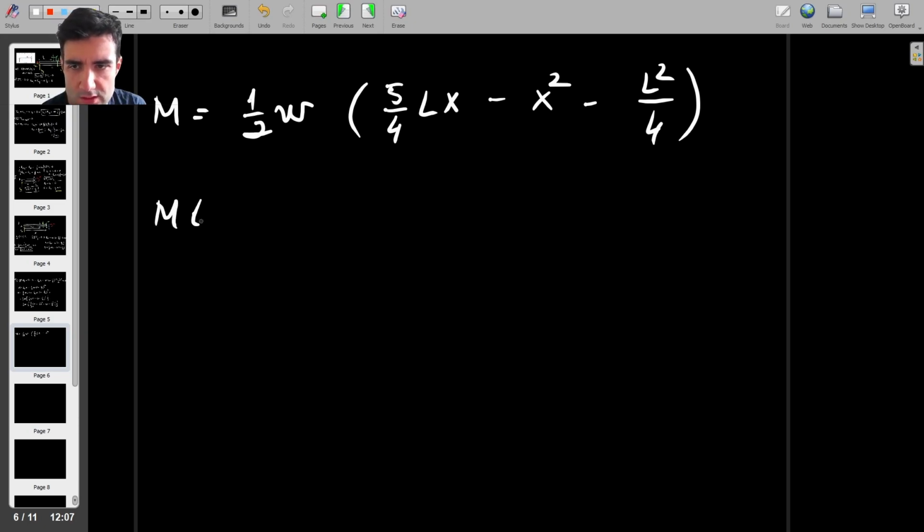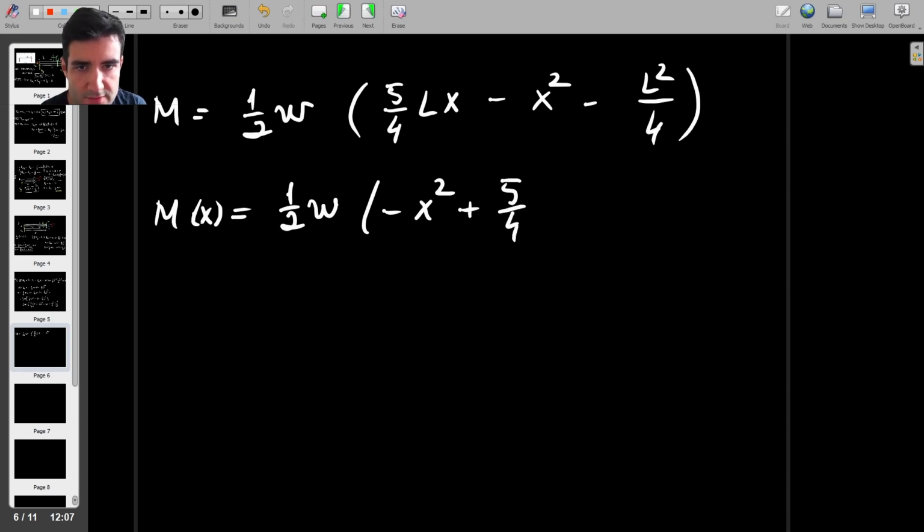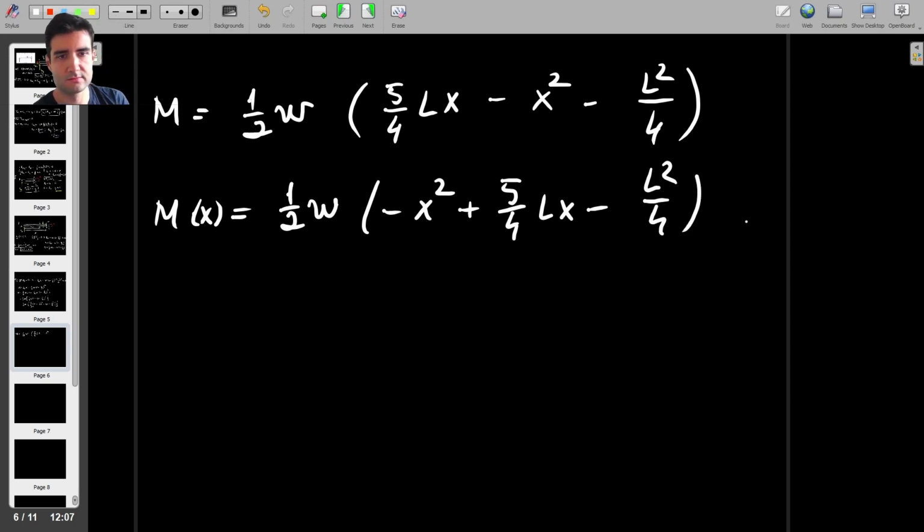If you want, you can say that M of x is equal to 1/2 w times, and then you can write it like a quadratic: minus x squared plus 5 over 4 Lx minus L squared over 4, like that. So we have the functions of the shear force and the bending moment for the two halves of the beam.